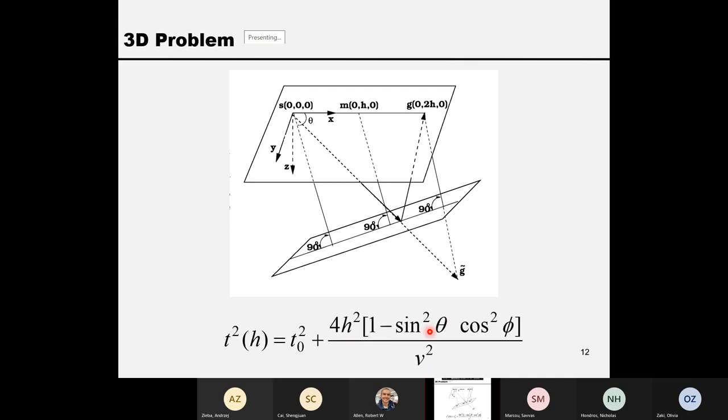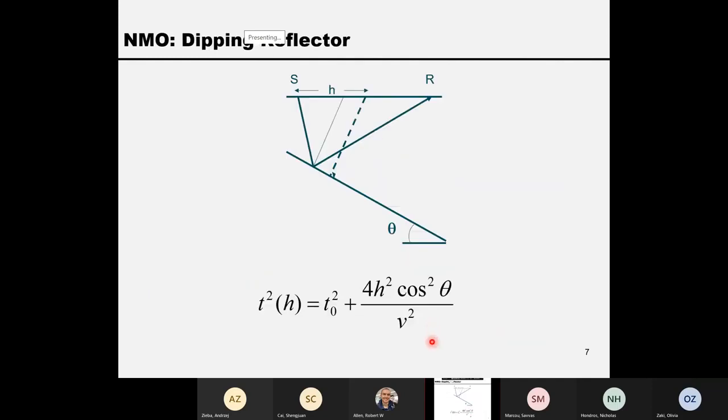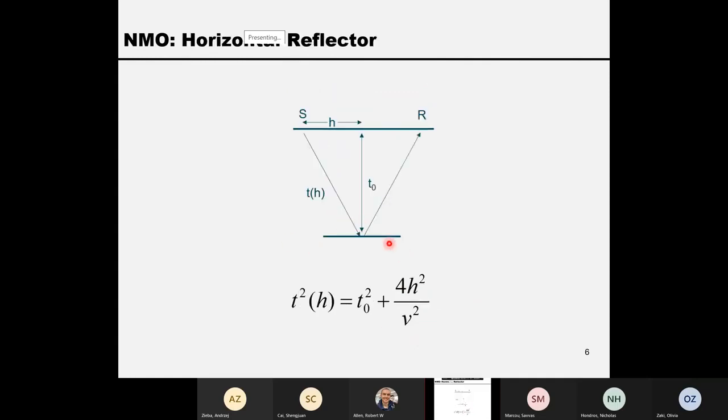And 1 minus sine theta squared is equal to cosine theta squared, right? So this becomes exactly the 2D case, right? If theta is 0, cosine theta is 1, so that becomes exactly the ideal case, an NMO case.